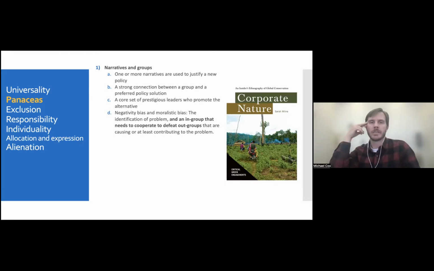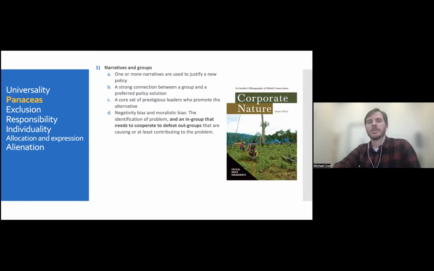I argue that panaceas are inherently linked to narratives and groups. There's a really great book called The Story Paradox by Jonathan Gottschall, who talks about the importance of narratives in forming group identity. So my first point here is panaceas are promoted by one or more narratives.